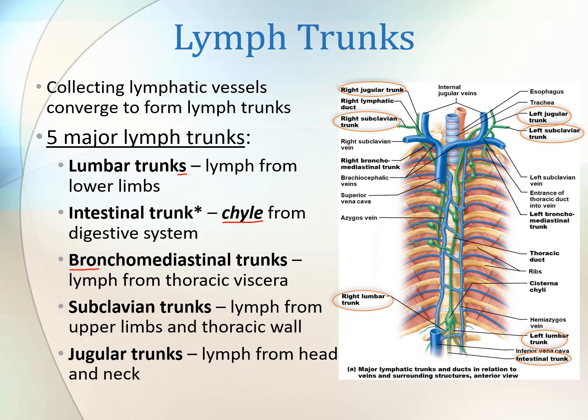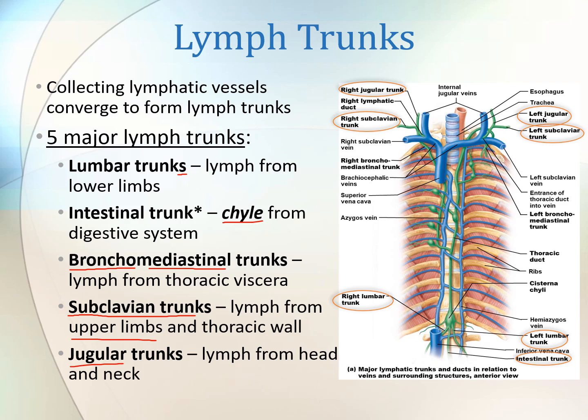And then we have the bronchomediastinal. So broncho, think lungs, mediastinal, think heart or the mediastinum. It lives in the mediastinum. And this is from pretty much the thorax, right? So heart and lungs in the thorax. And then we have the subclavian. Subclavian trunks are from those upper limbs, okay? And a little bit from the thoracic wall, but really think upper limbs, right? And then jugular, coming from the head and neck. Okay, so we have these different regions of the body that they're going to be draining all that lymph from.